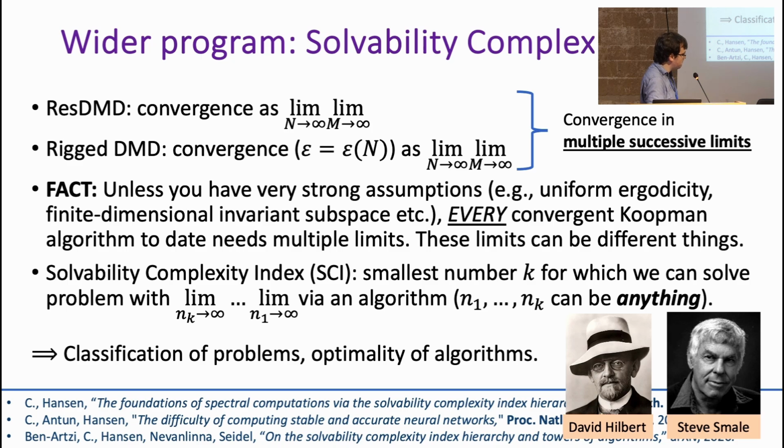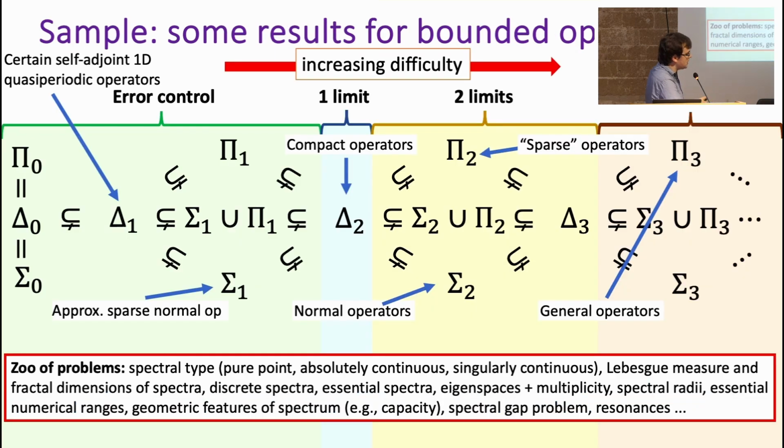So Steve, in the 80s, initiated a program in numerical analysis on what could you really do with algorithms? And he had a very nice problem for computing the zeros of polynomials, which was then solved later on, where you see this explicit need for multiple limits, but more on that if people are interested.